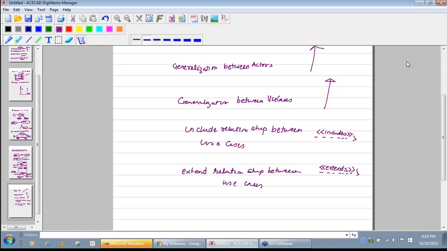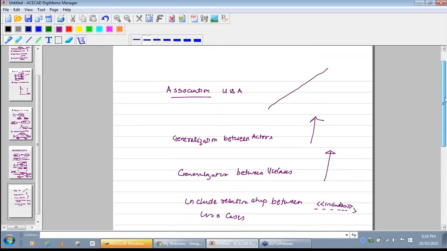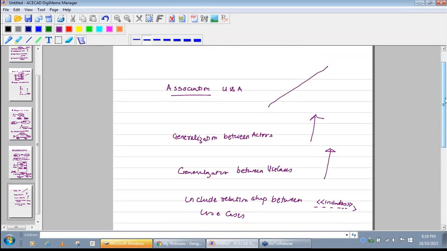So friends, with this I conclude this brief session on relationships of a use case diagram. Please remember these relationships. Use case model is a very important model for business analysts and all other stakeholders of the IT system.